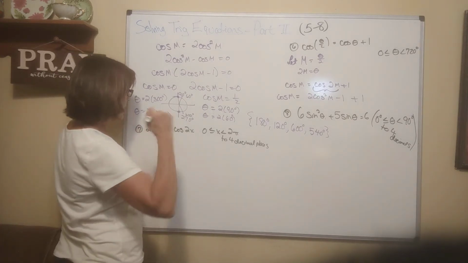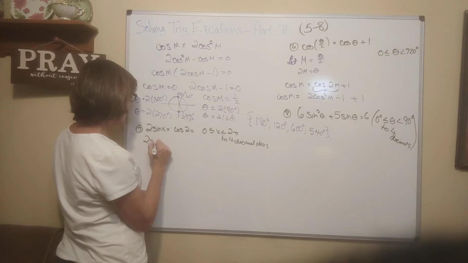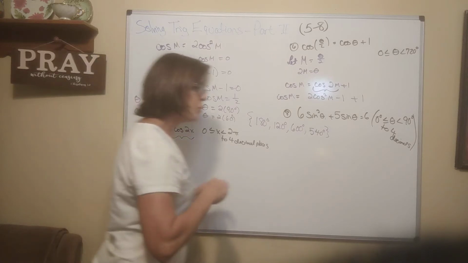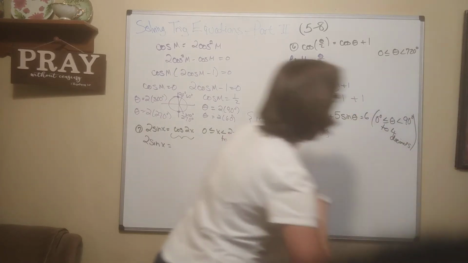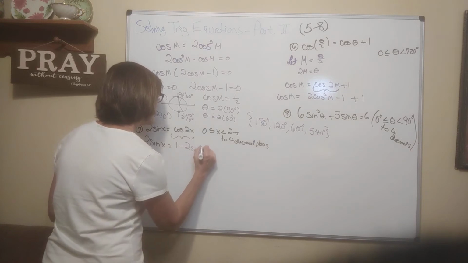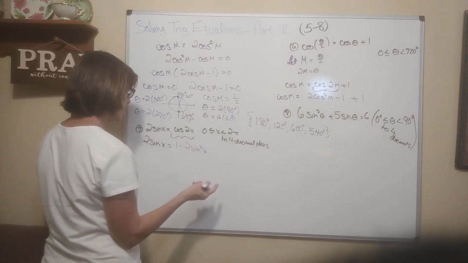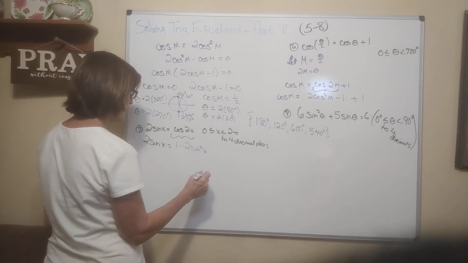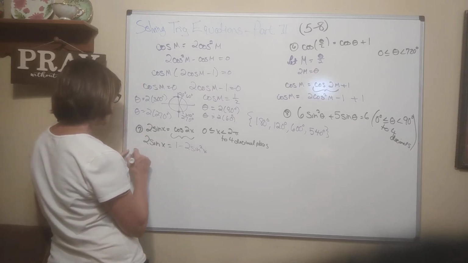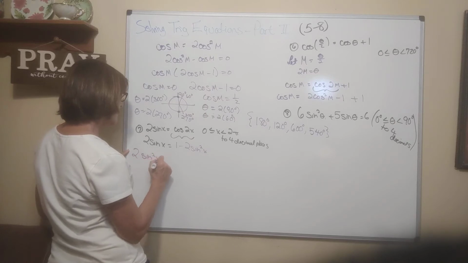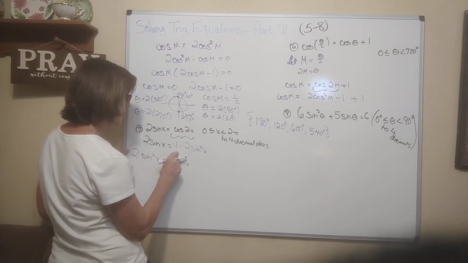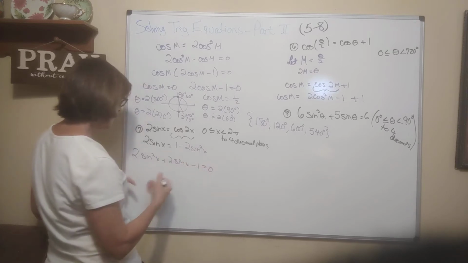So let's do that. This is 2 sine x is equal to, let's rewrite it as 1 minus 2 sine squared of x. This is just using a double angle identity. Then I'm going to get a 0 on one side, so I'm going to move these over here. If I add this to both sides, I get 2 sine squared of x plus 2 sine of x. And if I subtract 1 from both sides, this is what I get.